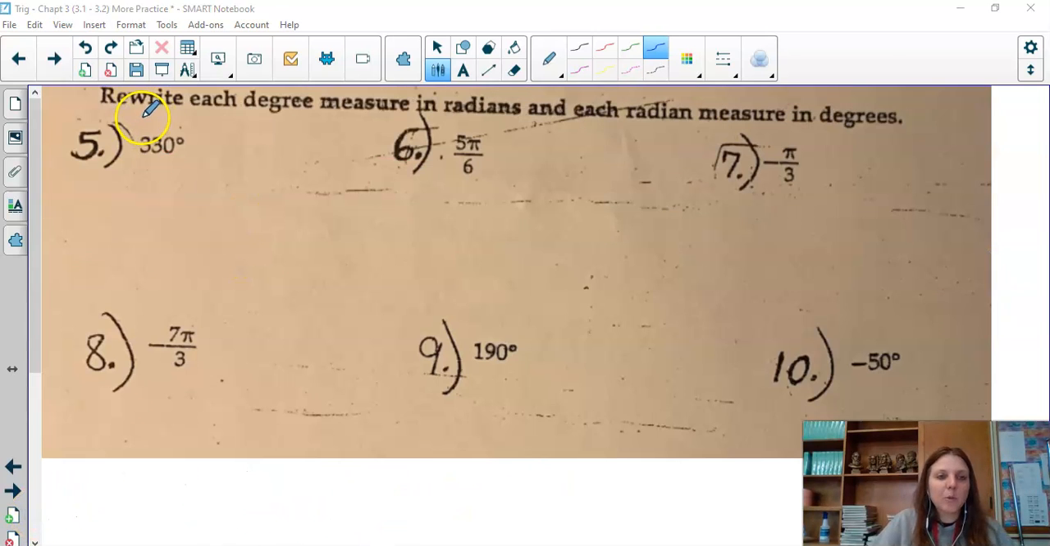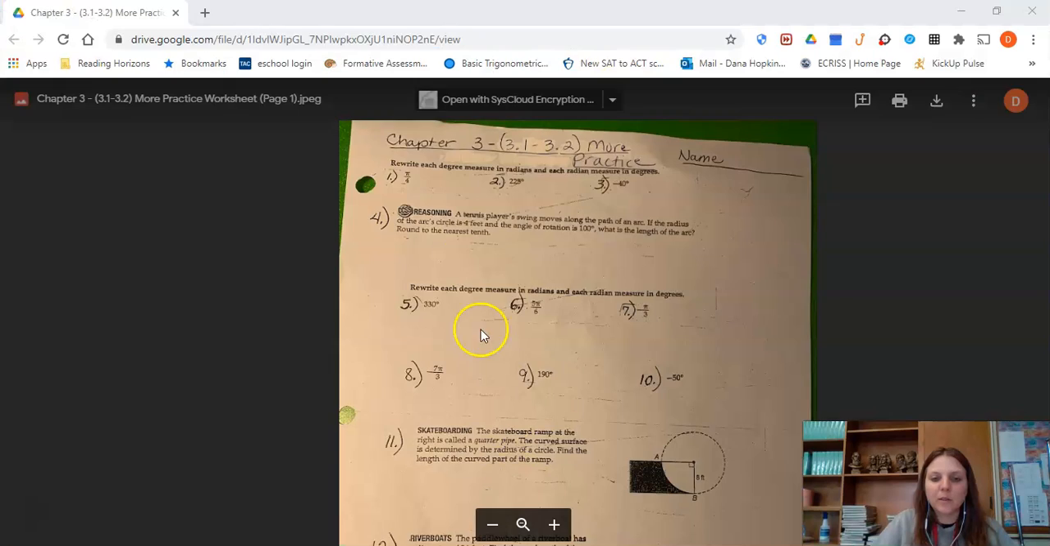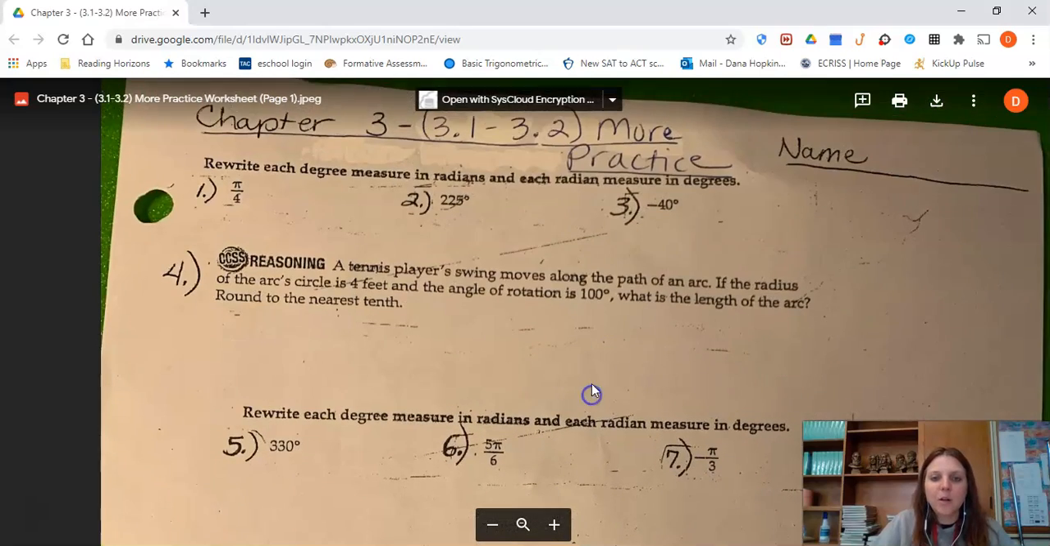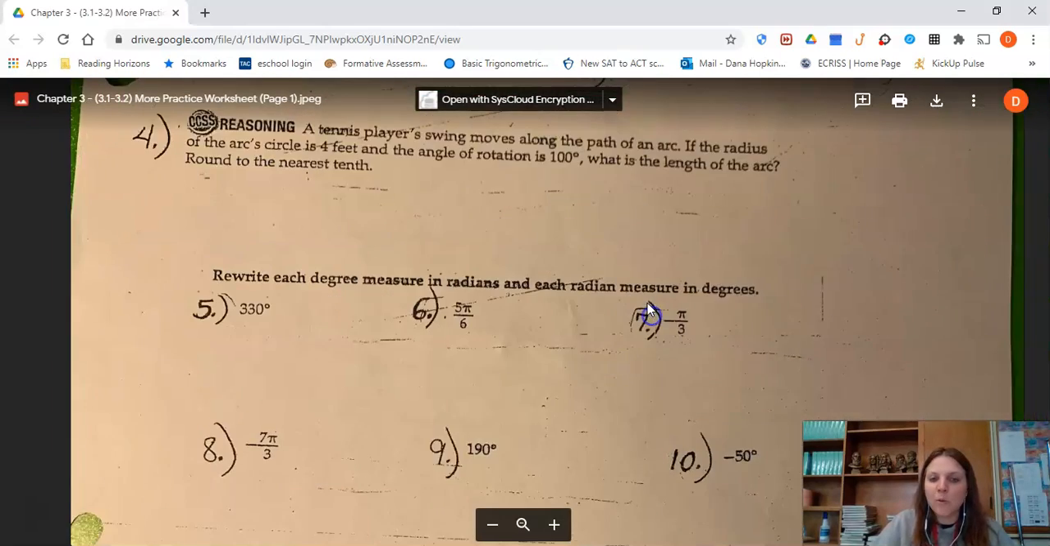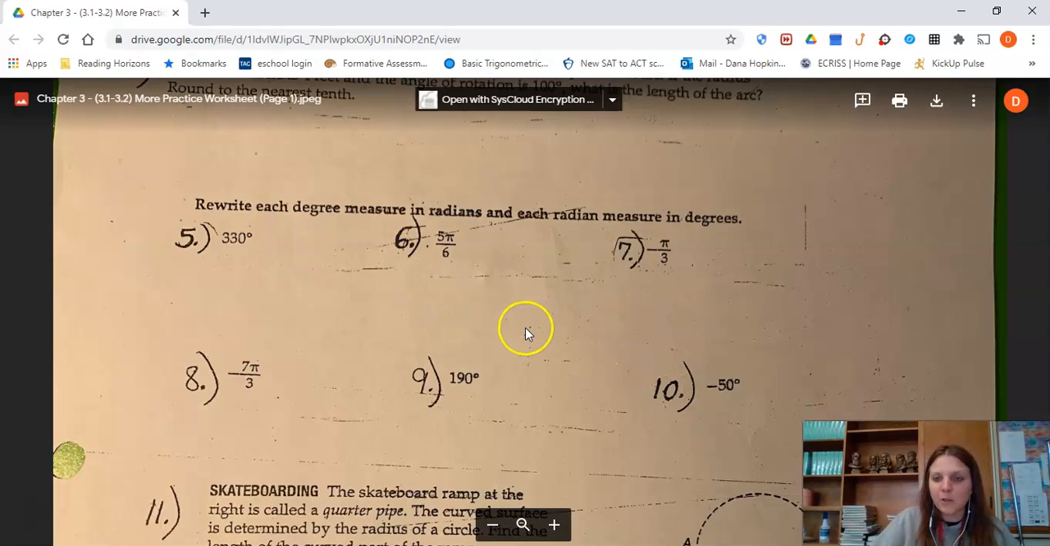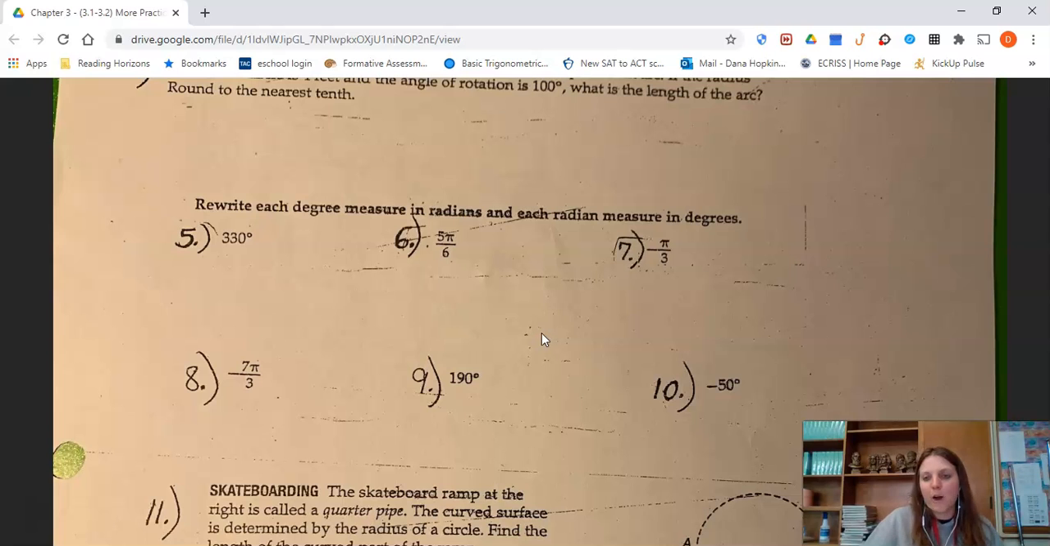Now in this section, we're rewriting each degree to radians and radians to degrees. Same thing that we were doing in section 1. If you look at this page, section 1, questions 1, 2, and 3, and 5 through 10, they're all asking you to do the same thing. You're just rewriting from one form to another. So don't put the pi in the calculator. You're just giving your answer as a fraction or as a degree.